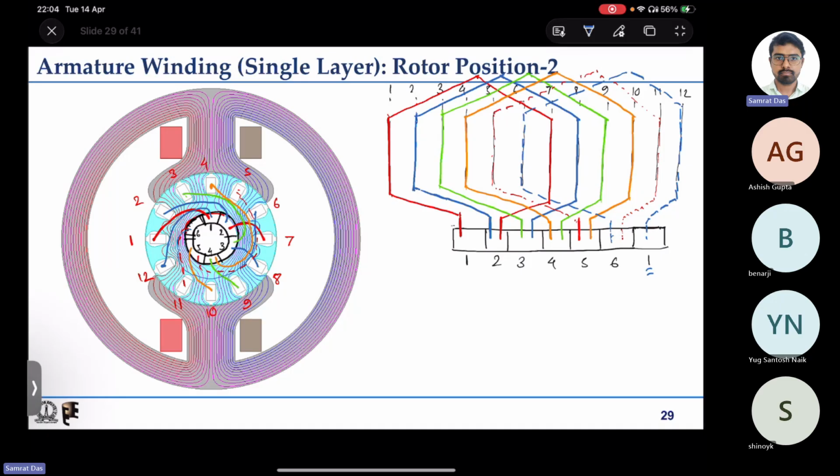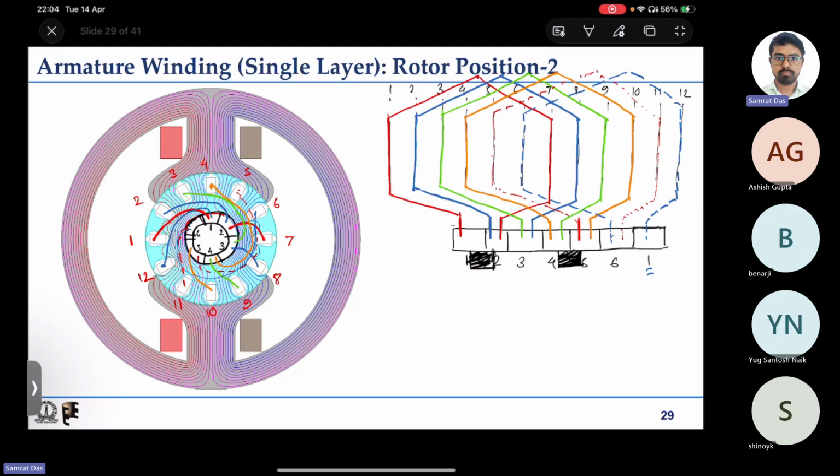Now for this rotor position you can understand where the brush should be. Actually for this rotor position the brush should be between 1 and 2. It will be shorting 1 and 2, and the other brush has to be, why you will understand, the other brush will have to be between 4 and 5.